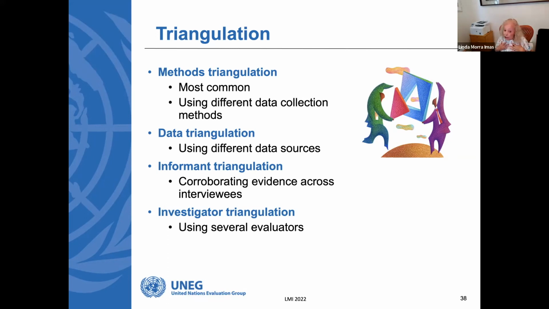Does my information confirm? And when I go across the different sources, that's my first step. I might have investigator triangulation, so that it's not just my bias. Is this being found by other evaluators who looked at other sites as well? And the more I can triangulate and get a clear picture, the stronger my evidence.